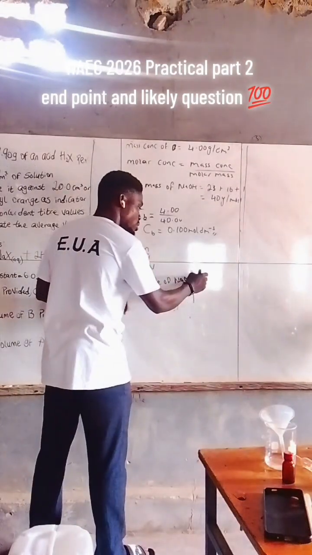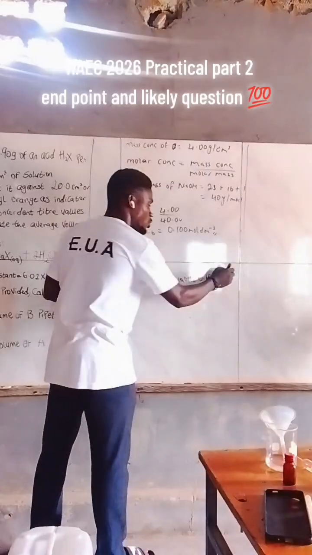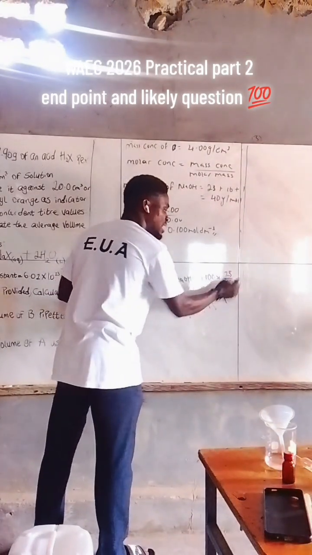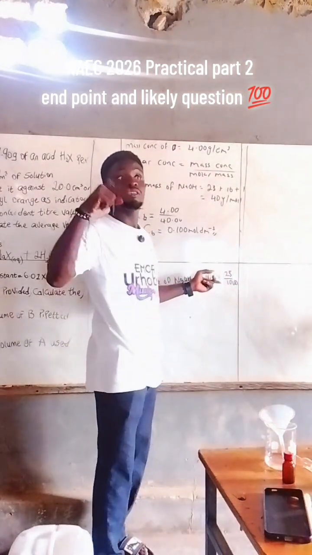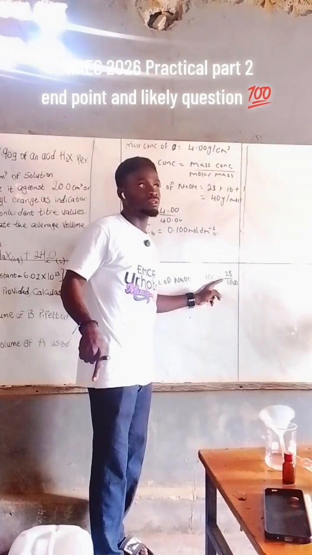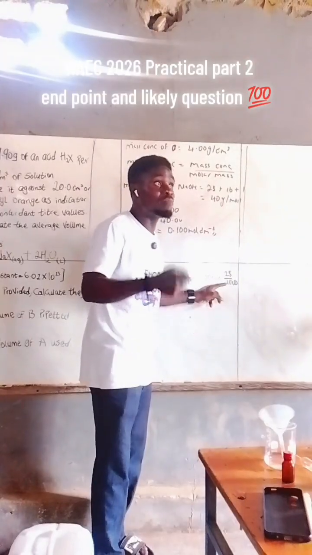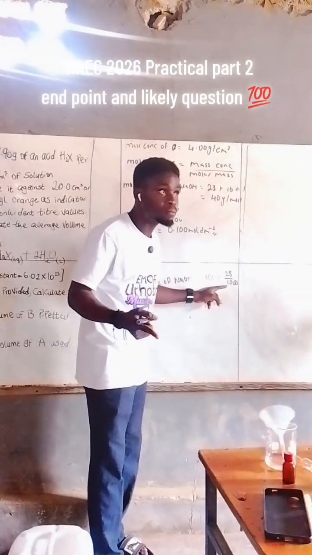C is 0.01 times 25 over 1000. The volume must be in dm cube, so that is divided by 1000. Yes, now we must use 25, but it must be in dm cube, so divide by 1000 to get dm cube. Is that clear?